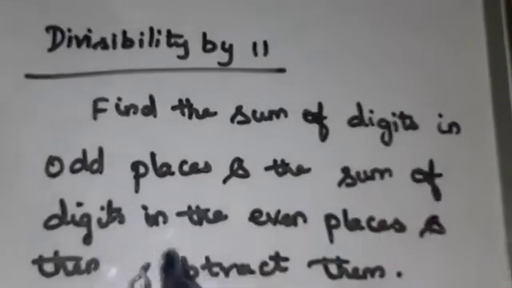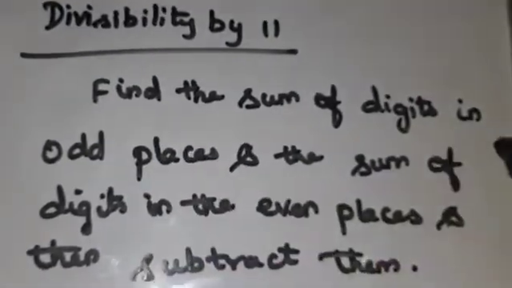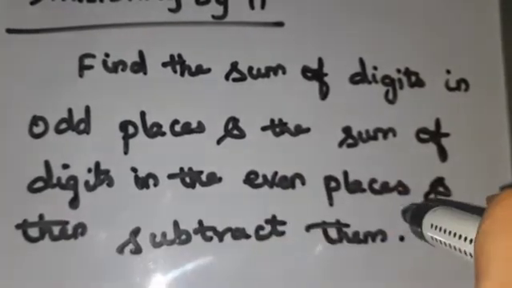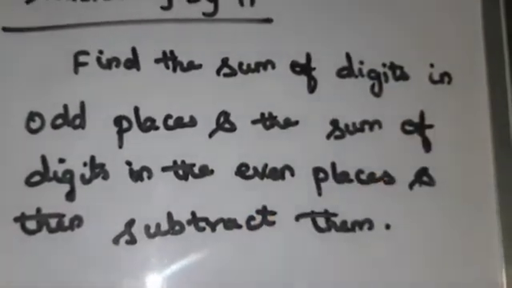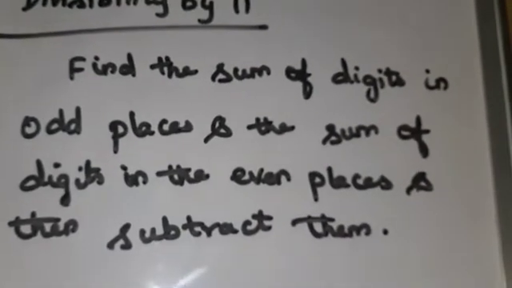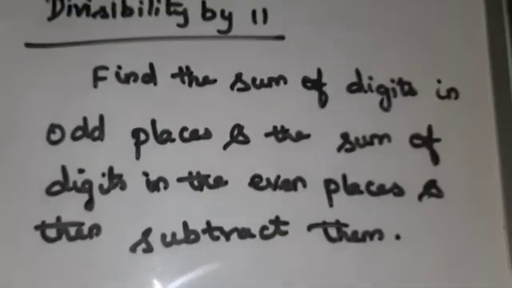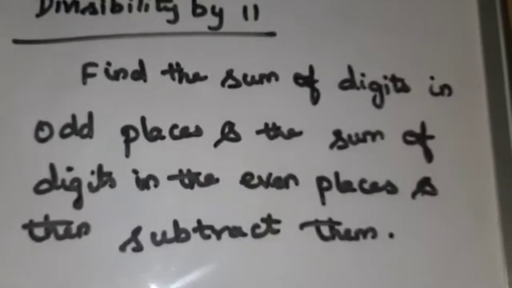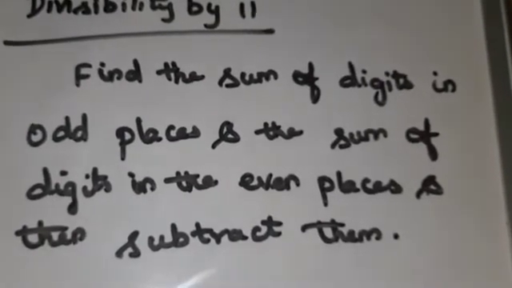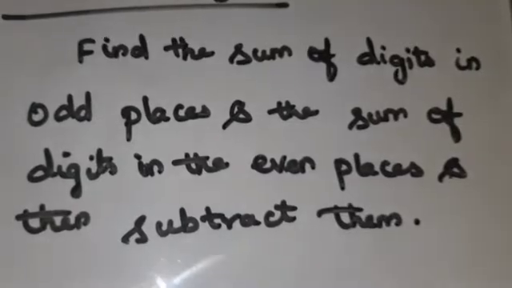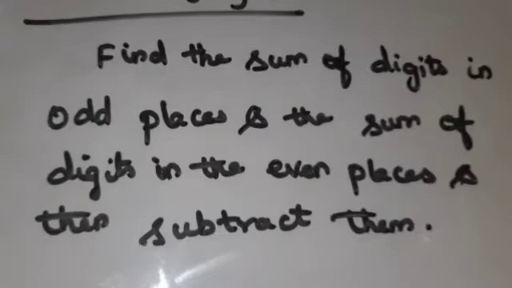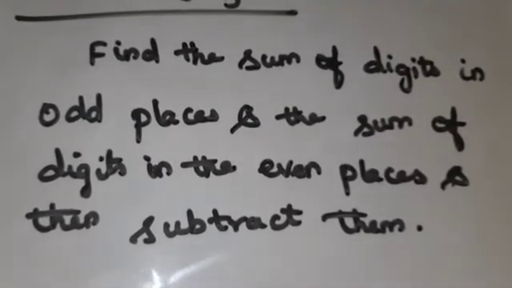Divisibility by 11. Find the sum of digits in the odd places and the sum of digits in the even places and then subtract them. So what you have to do is first find the sum of digits in the odd places, then sum the digits in the even places. After calculating both odd and even digit values, you have to subtract them. If the result is 0 or a multiple of 11, then it is easily divisible by 11.